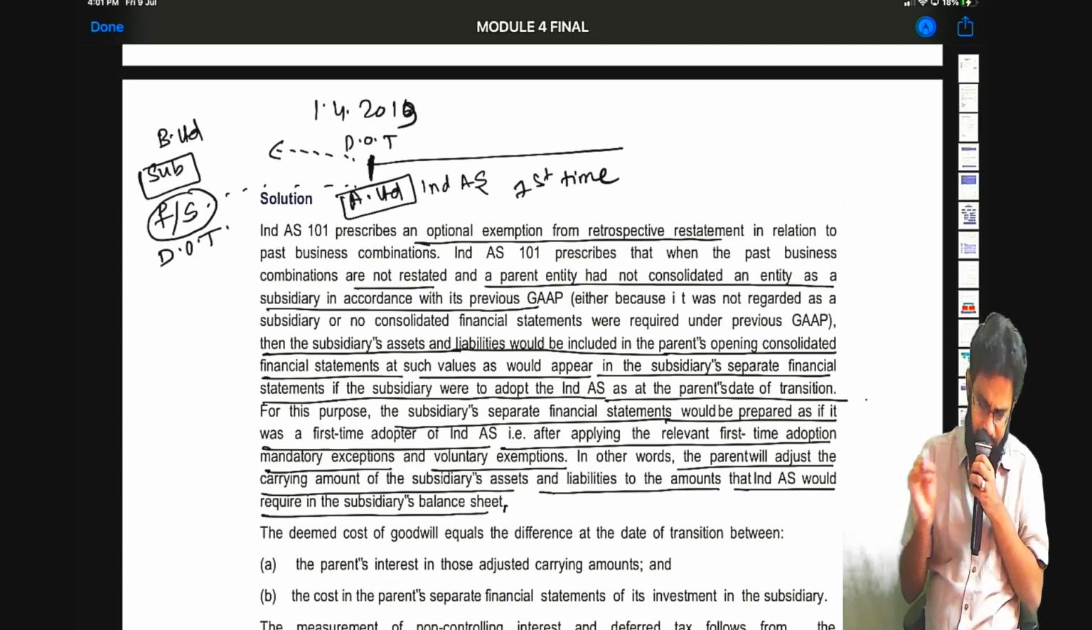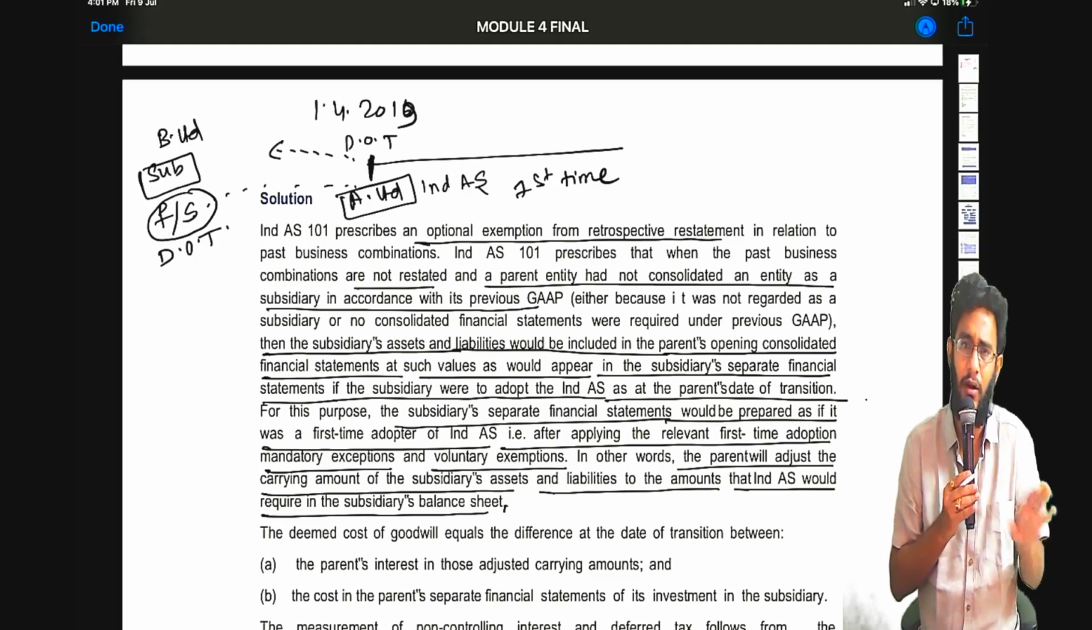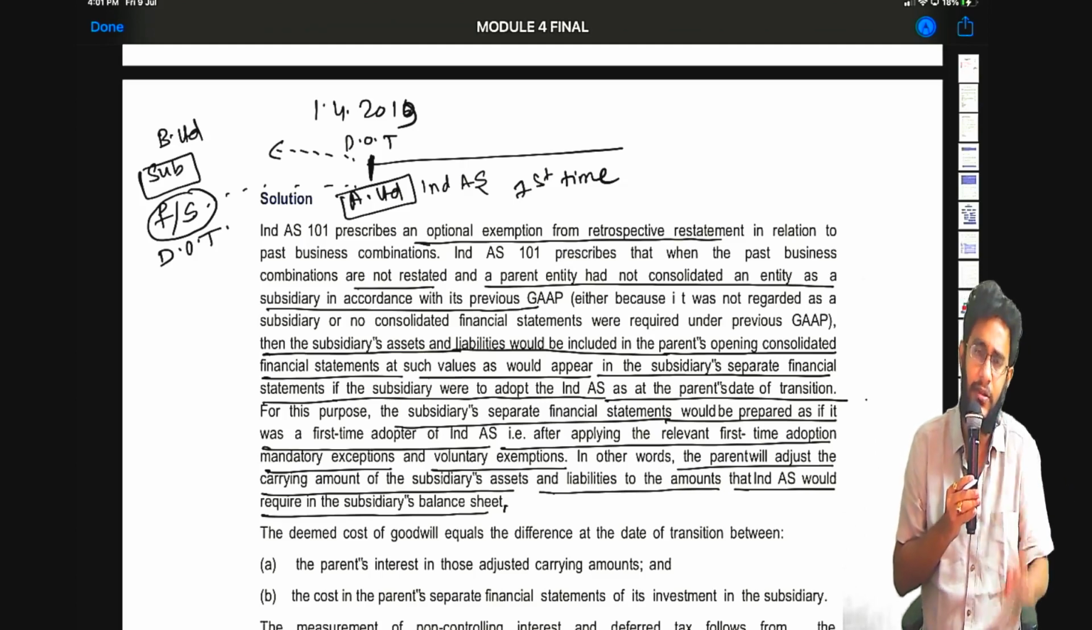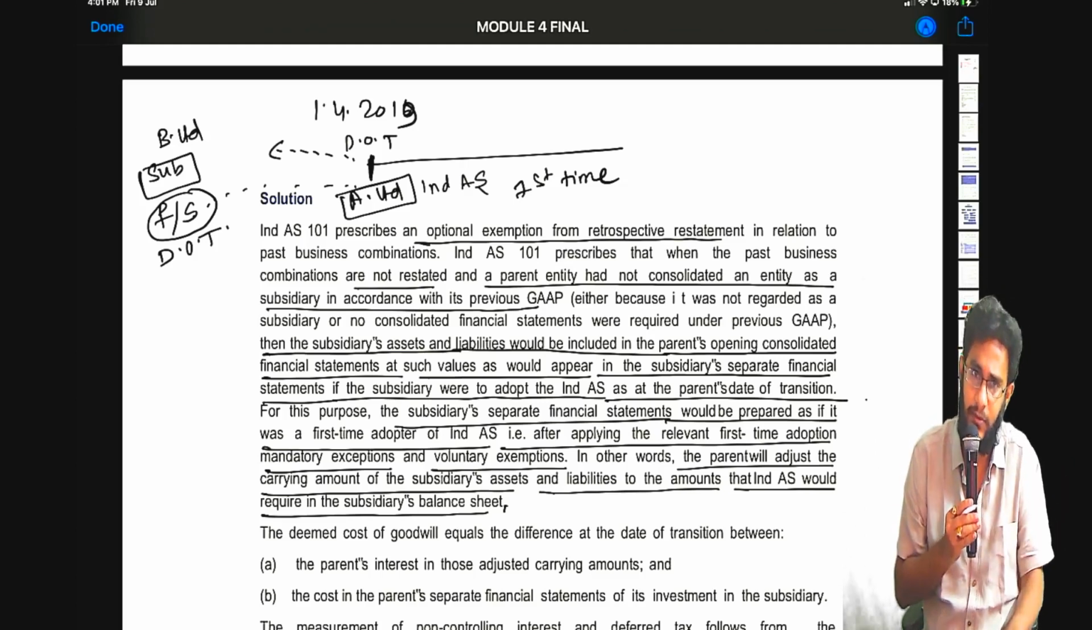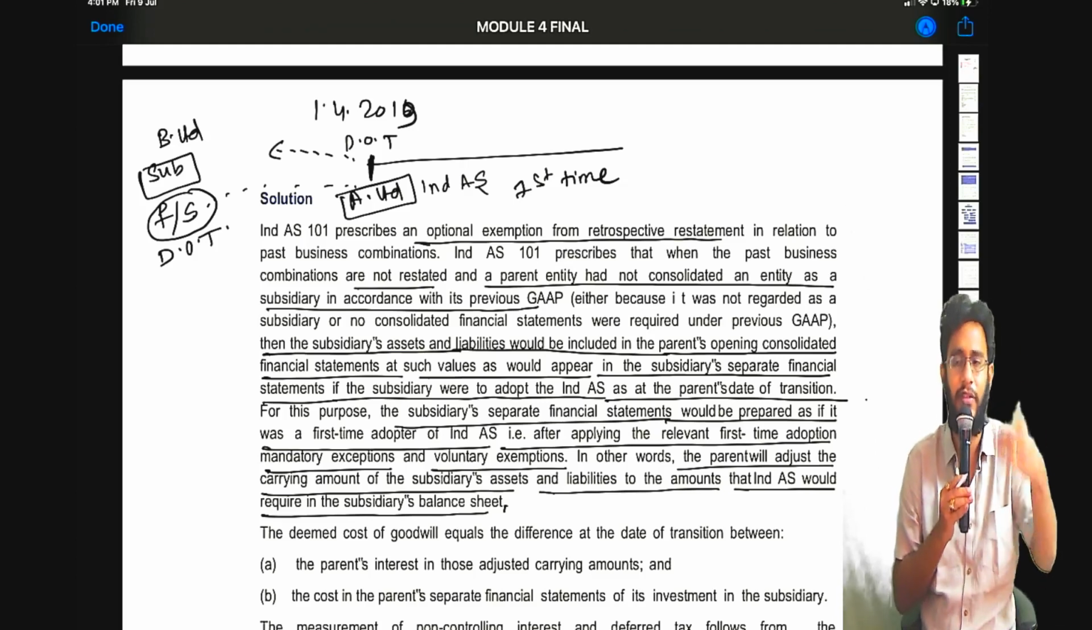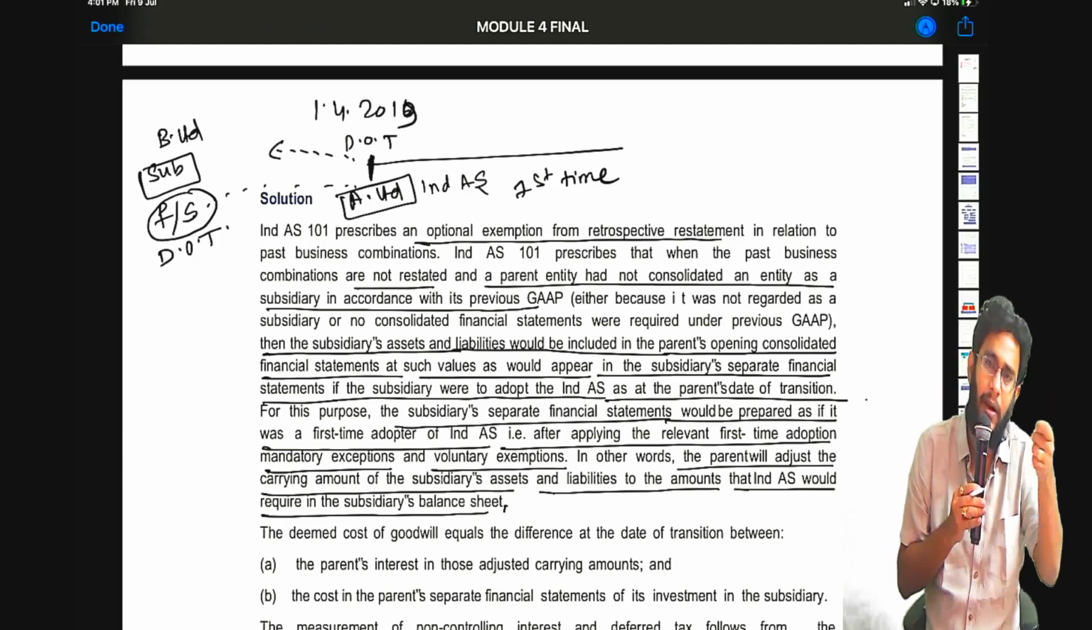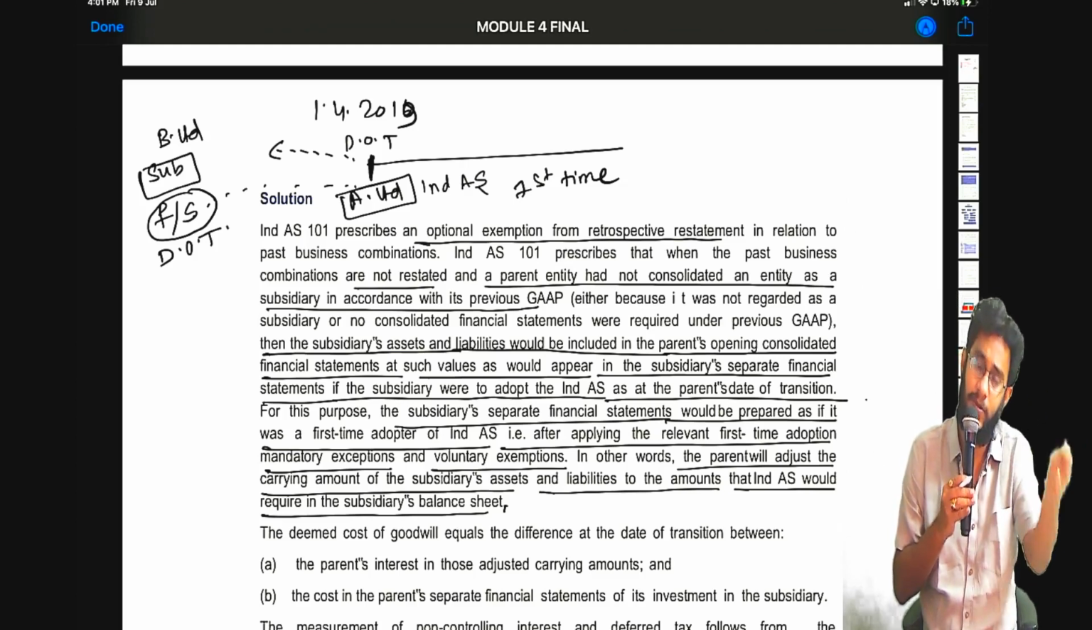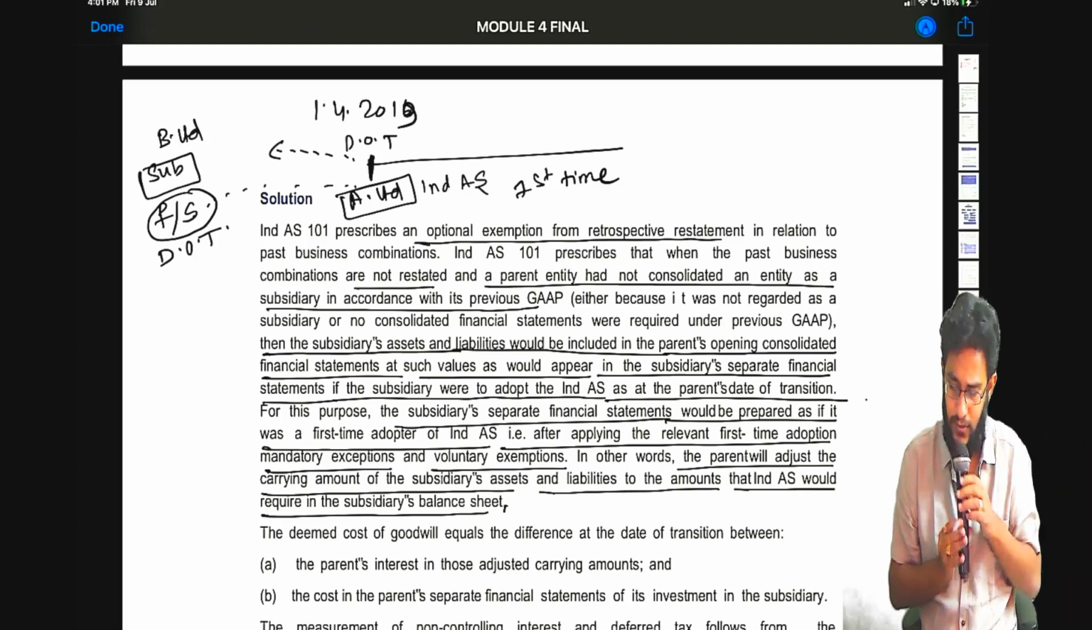That means all the adjustments and all Ind AS 101 applications you do, you do in the subsidiary financial statements also. You are anyway doing it, even for the subsidiary you do, and then prepare a balance sheet on the date of transition for the subsidiary also, then do the consolidation.